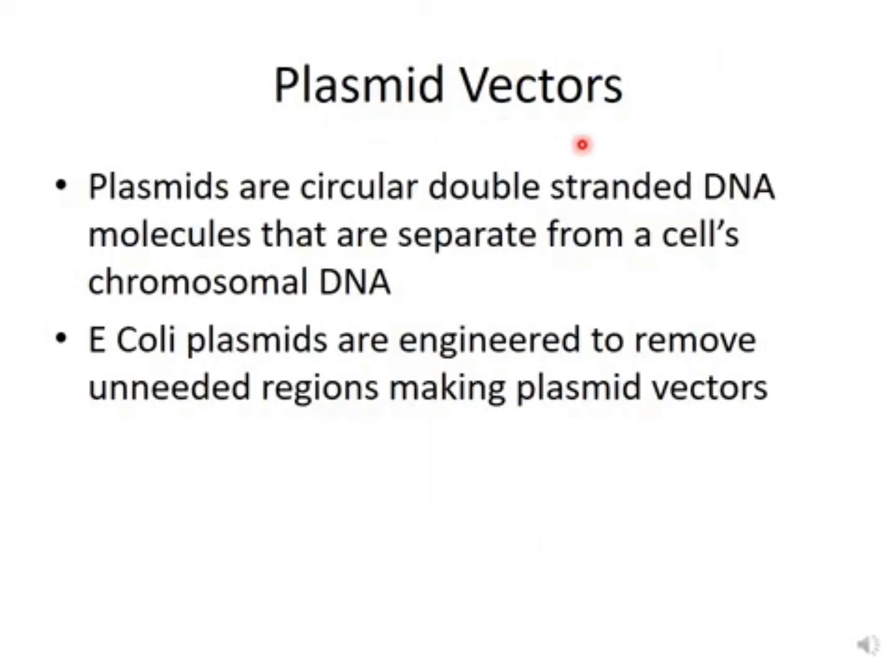One type of vector DNA is plasmid vectors. These plasmid vectors are circular. They are double-stranded DNA molecules. They are separate from a cell's chromosomal DNA, and they are usually present in bacteria. You cannot find plasmid vectors in eukaryotes. A very common plasmid vector is that of the bacterium E. coli. A lot of these vectors have been engineered to remove unneeded regions and to make plasmid vectors that would help replicate DNA fragments of interest.